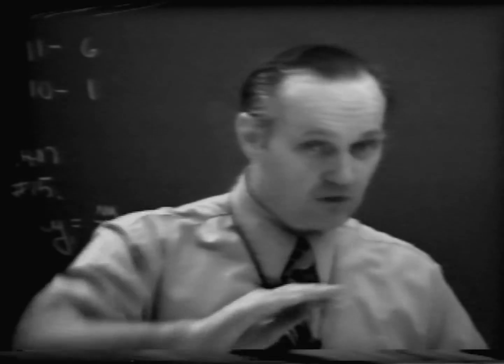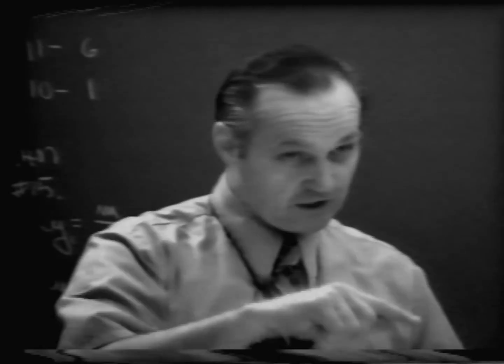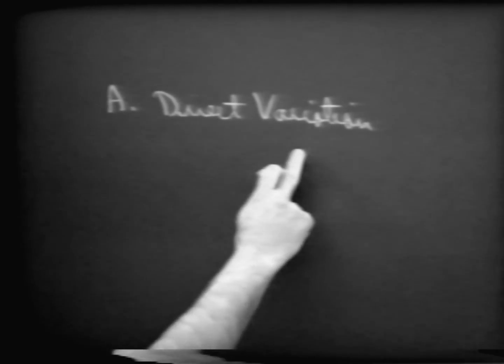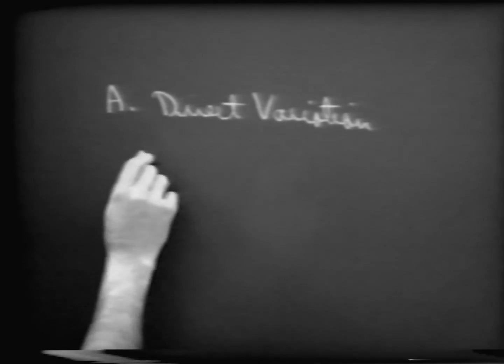And notice the name of the lesson. It's called joint and combined variation. All right, so what we're going to do today is to look at two other types of variation. Now, before we do that, what I'd like to do is to come back and say a few more words about each of the types of variations that we have already considered. And let's come back and look at direct variation.